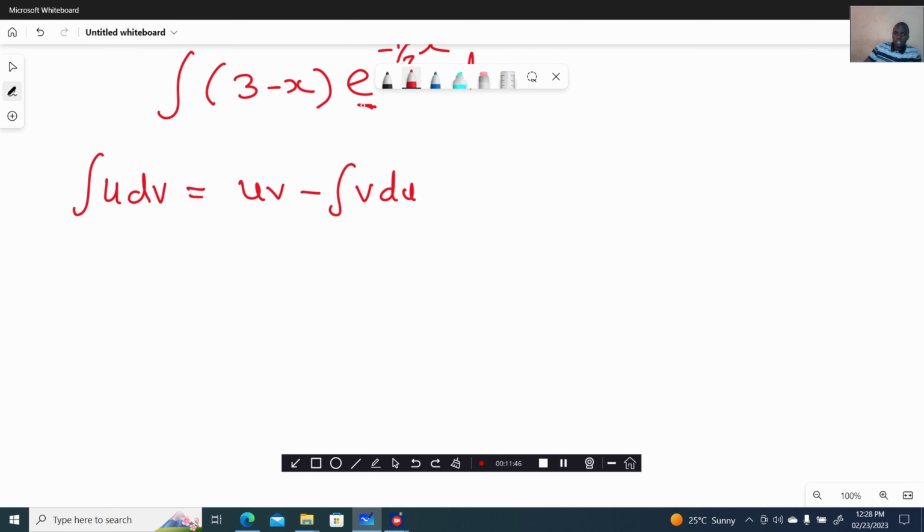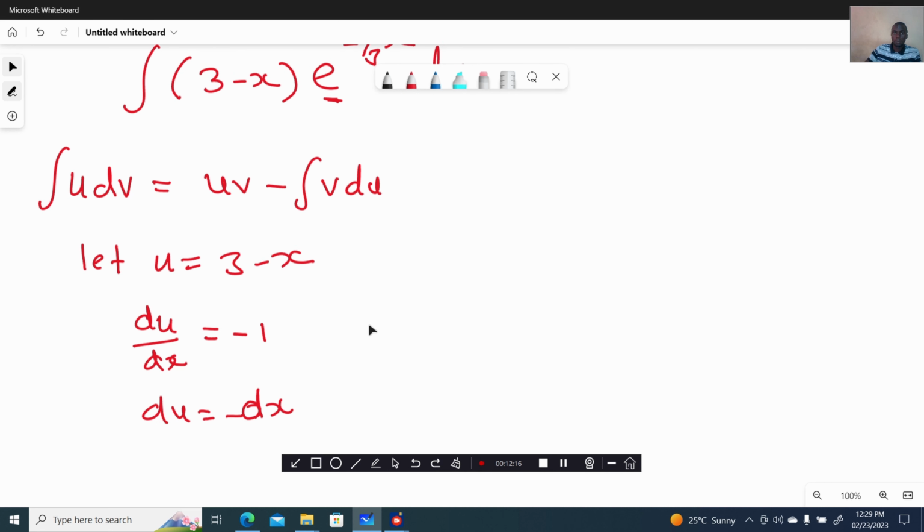We understand the behavior of the exponential functions. When you integrate them, they're not going to give us problems. So we can just decide to let them be dv. So we'll let u be 3 minus x. du over dx is giving you negative 1, and so the value of du is equal to negative dx.